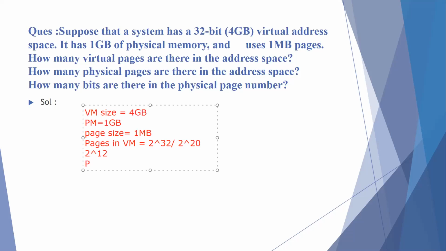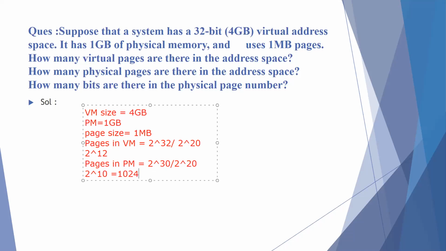How many in physical memory now? Physical memory is 1 GB, which is 2 to the power 30. Divided by the page size, 2 to the power 20, this makes 2 to the power 10, and that makes around 1024. So approximately 1,000 pages in the physical memory.